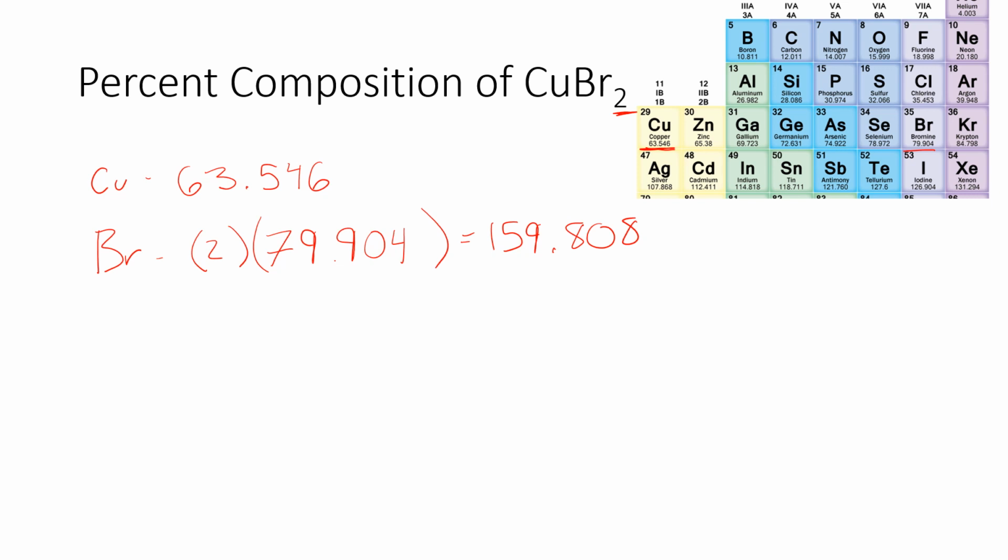Then we're going to calculate the mass of the copper bromide together. So in this case, we can take our 63.546 plus our 159.808. And what we get here is 223.354.